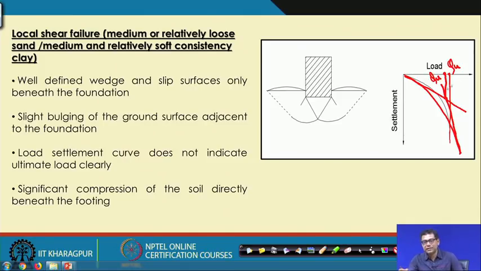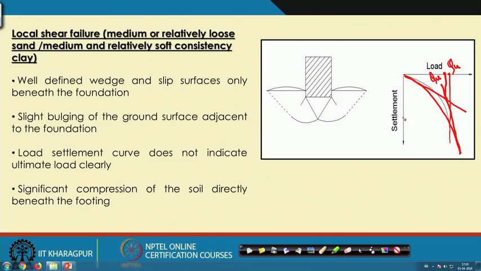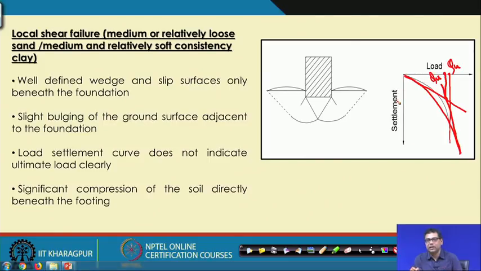So there are two methods: the first one is the single tangent method, and the next one is the double tangent method. In the single tangent method we draw the tangent on the last straight portion of the curve, if the curve is parallel to the settlement axis, which here is the y axis. And in the double tangent method, if it is not parallel to the settlement axis, then we draw a tangent on the initial portion of the curve and the final portion of the curve, and the load corresponding to this intersection point will give me the ultimate load.